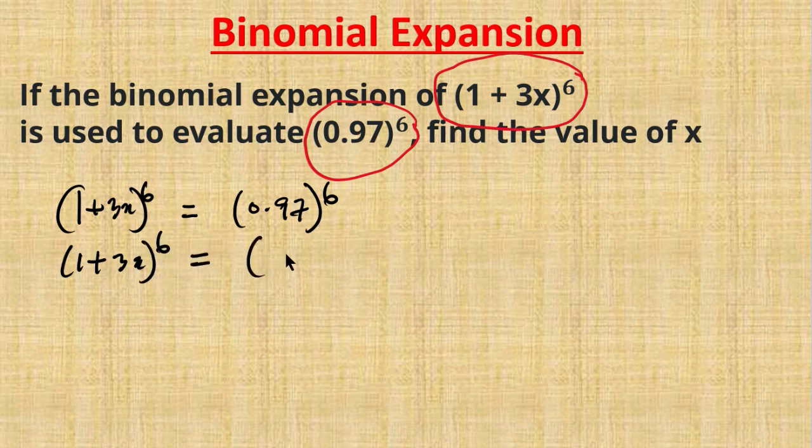will be the same thing as 0.97, which is the same thing as (1 - 0.03)^6. 0.97 is the same thing as 1 minus 0.03.